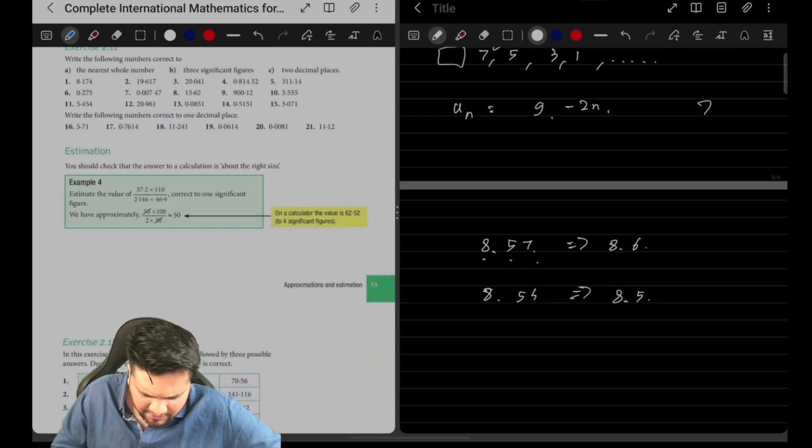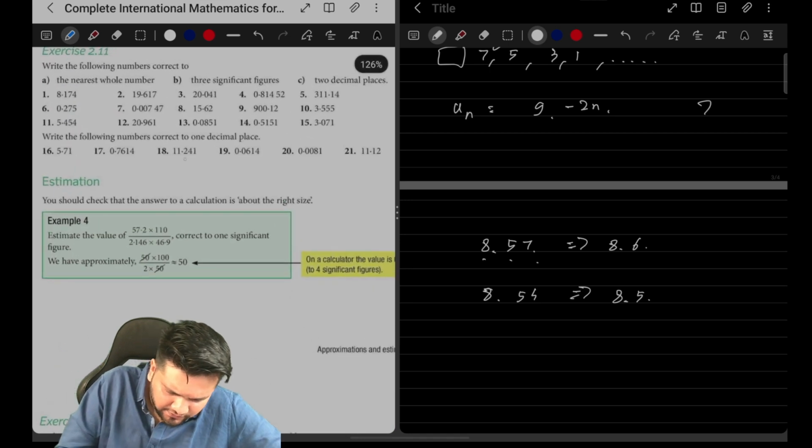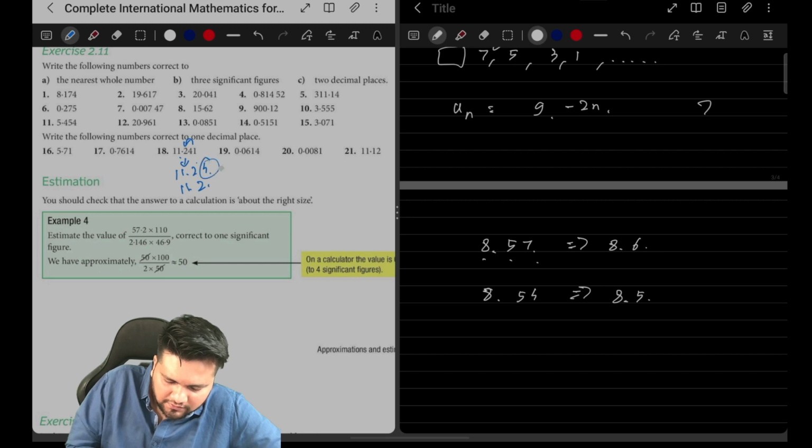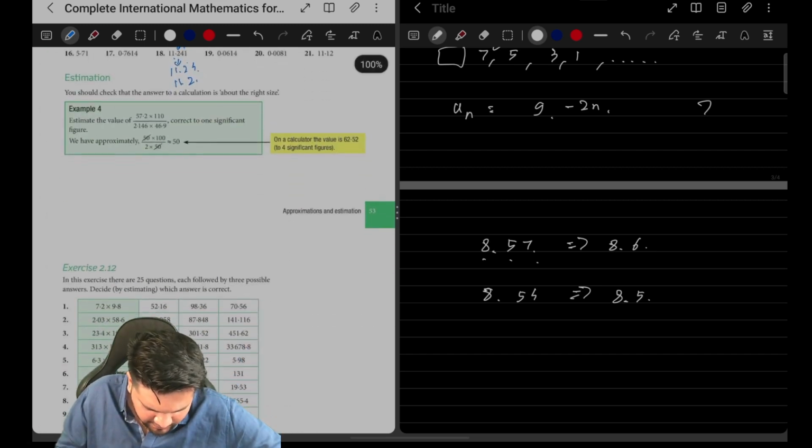So correct to one decimal place and this and that. Yeah, so here also if you talk about this in one decimal place, you first convert it into two decimal places, it's going to be 11.24. Then as you can see, for the first decimal it's going to be just 11.2 because 4 is just lesser than 5, that's why. So this is quite simple.